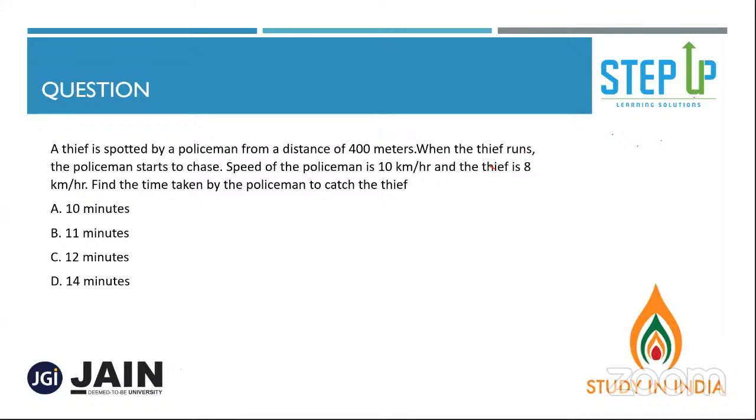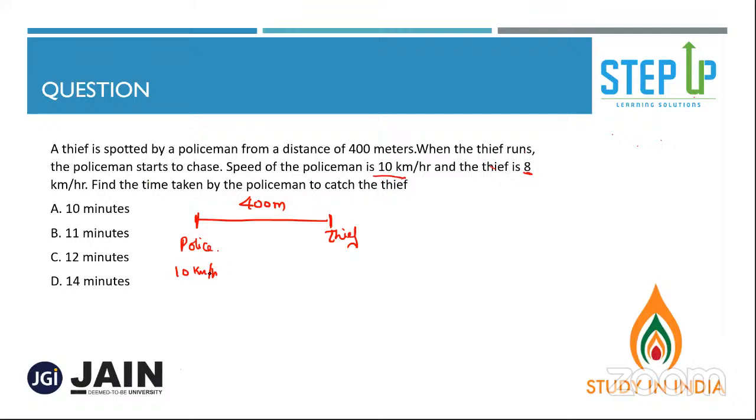12 minutes. A thief is spotted by a policeman from a distance of 400 meters. When the thief runs, the policeman starts to chase. So what is the distance between policeman and thief? 400 meters. Thief is here and the police will be here, right?